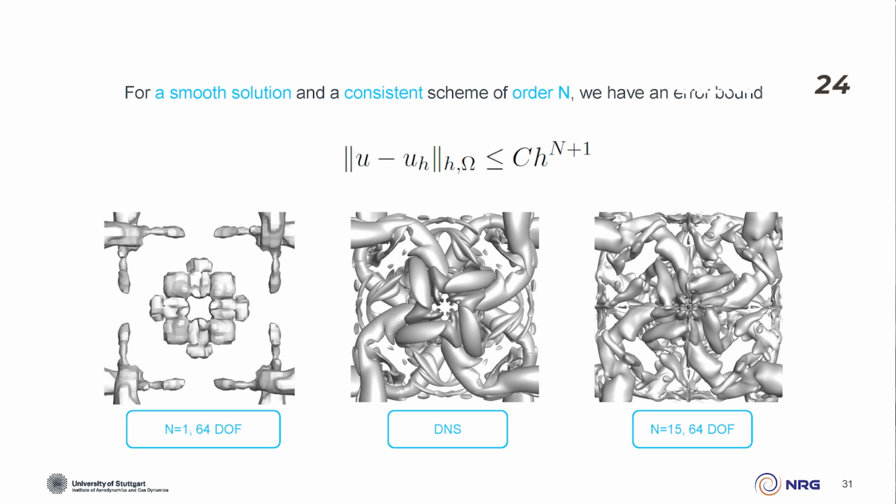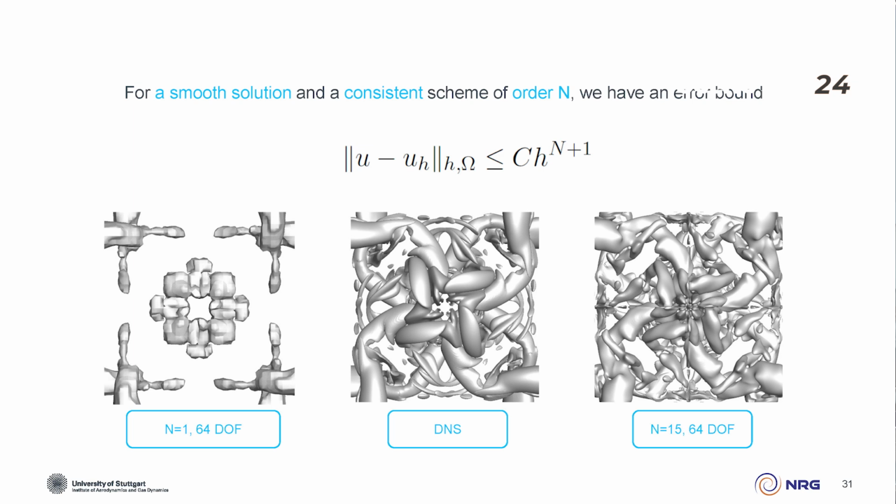The difference between the two being, this one is a second order scheme, so n is 2, and this one is a scheme of order 16, so a very high order accurate scheme. And you can see just by visual inspection the difference in the solution quality from these two pictures, without actually doing an error measure or something like that.